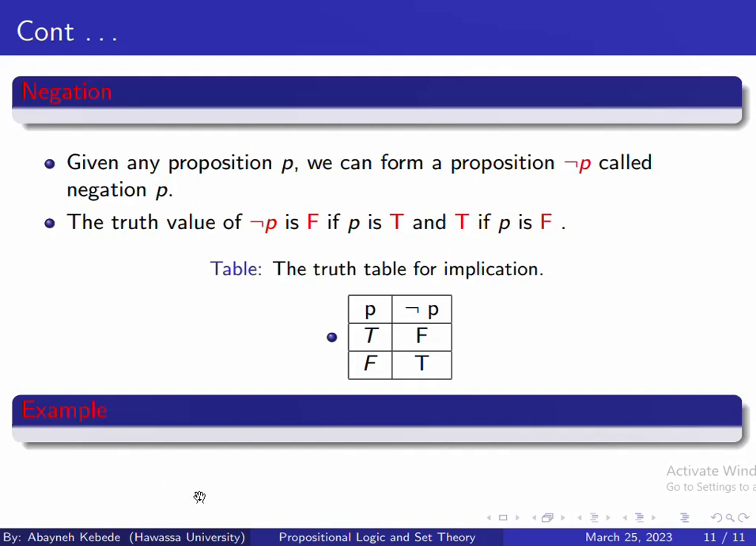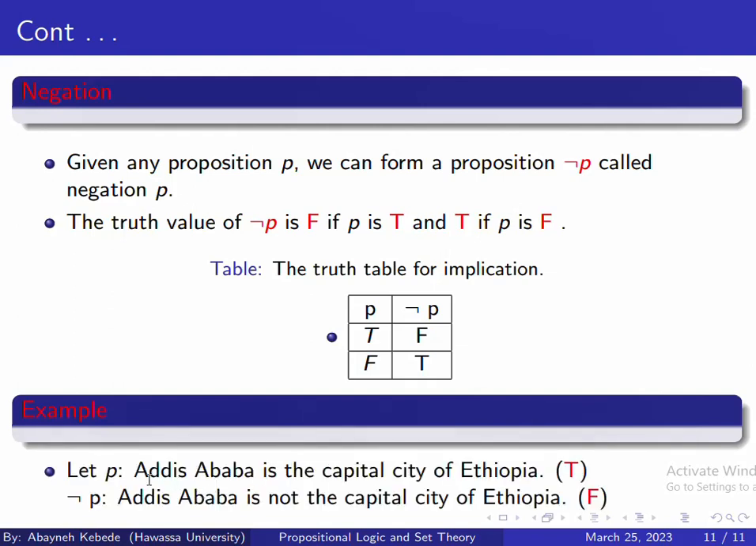For instance, let P be: Addis Ababa is the capital city of Ethiopia. Negation P is: Addis Ababa is not the capital city of Ethiopia, therefore this is false. Here P, Addis Ababa is the capital city of Ethiopia, has truth value true, and its negation, Addis Ababa is not the capital city of Ethiopia, is false, because the negation of true is false.